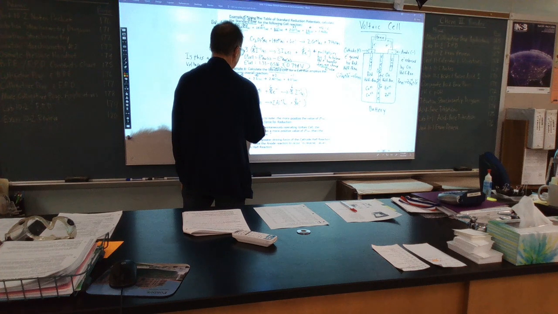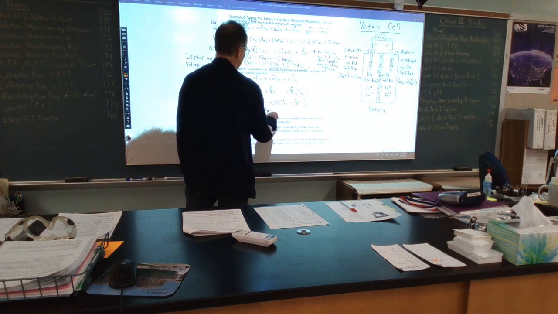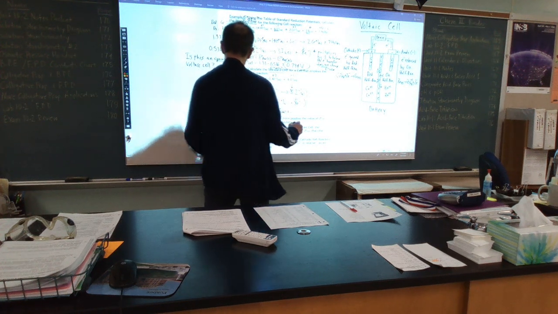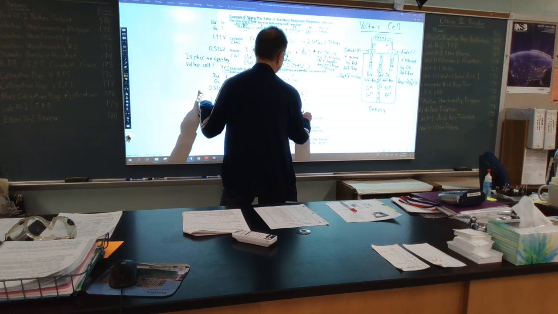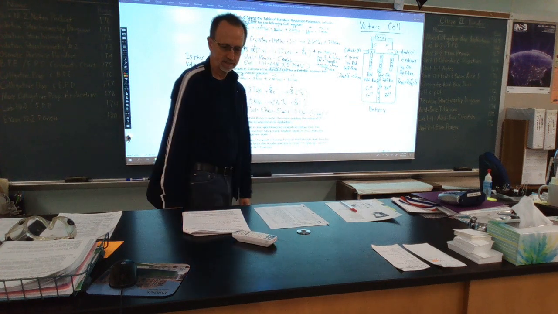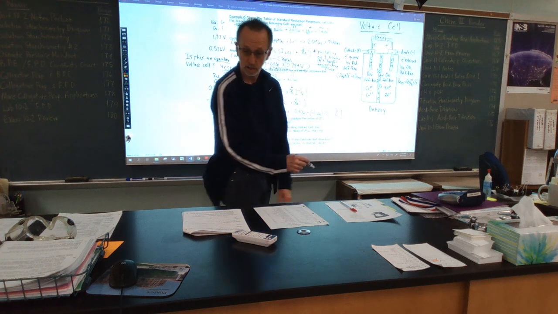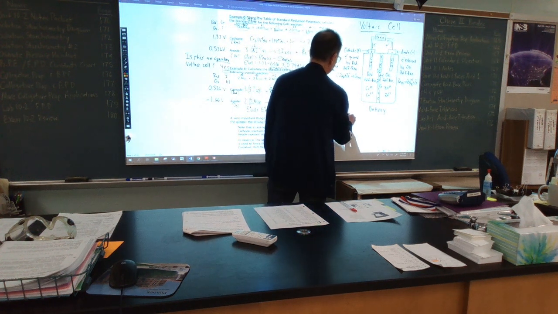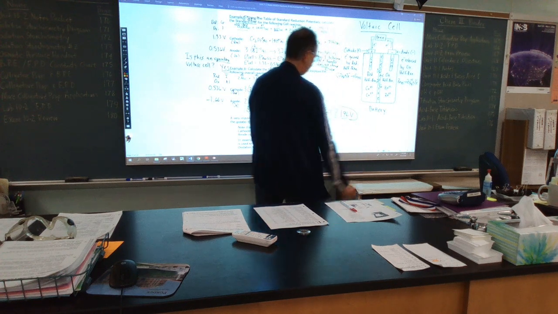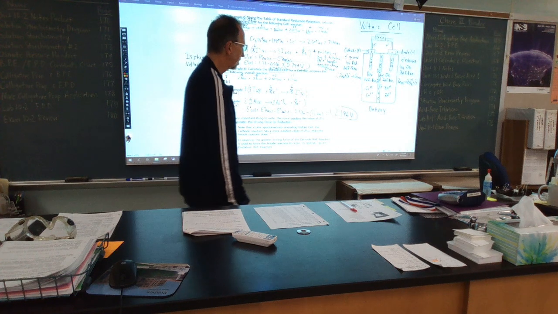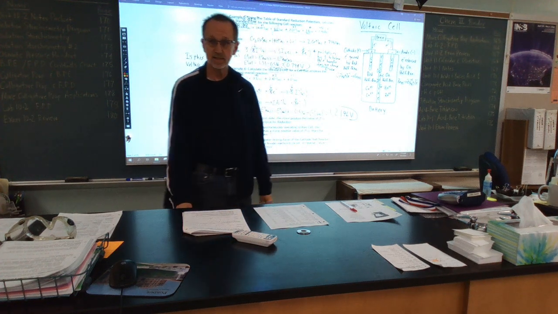So E cell then for this reaction is E reduction cathode minus E reduction anode. So we have 0.536 minus negative 1.66. And that comes out to be 2.196 volts. So again, this is also a spontaneously operating cell.